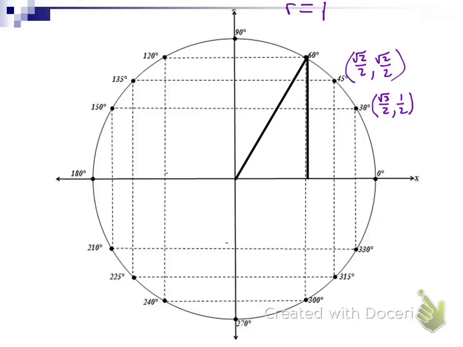So this is the 30, 60, 90 triangle, except now the 60-degree angle is down here. The 30-degree angle is up top. So that's just going to reverse the x and y coordinates that we used for the 30-degree angle, right? My x coordinate is now 1/2, and the y coordinate is the square root of 3 over 2.